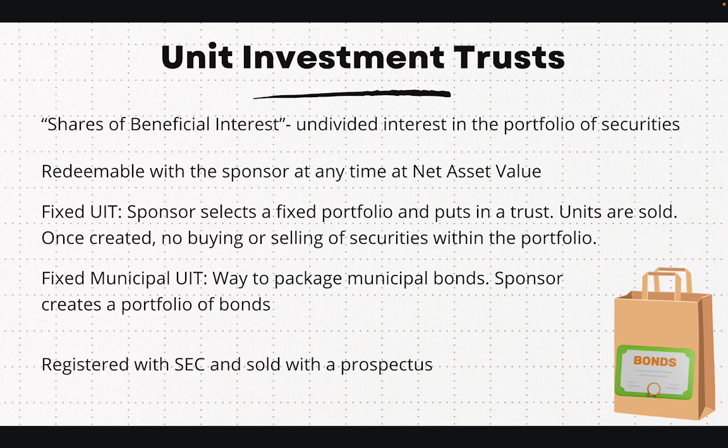So there are fixed UITs. Sponsor selects a fixed portfolio, puts it in a trust. The units are sold, and once this is created, there's no buying or selling of the securities within the portfolio. They're just in that little bag of bonds. Fixed municipal UIT is a way to package municipal bonds, and the sponsor creates a portfolio of the bonds. These are registered with the SEC, and they are sold with a prospectus.